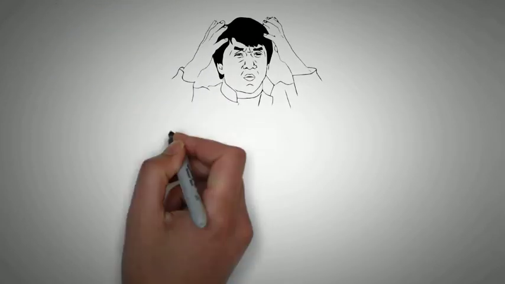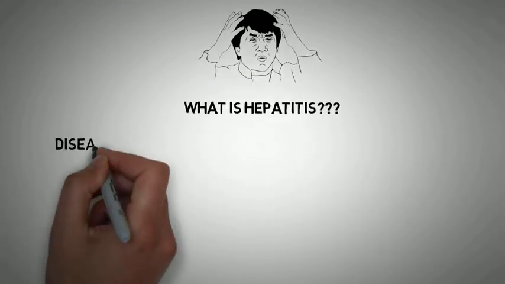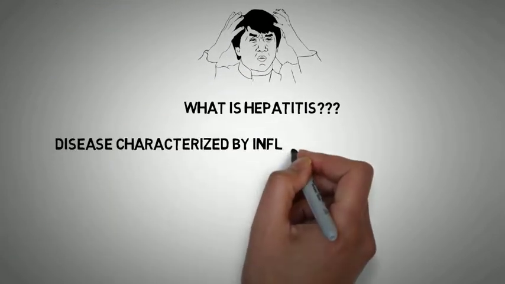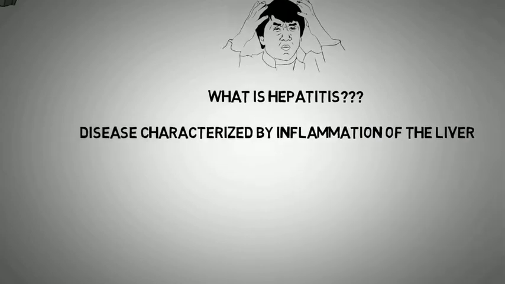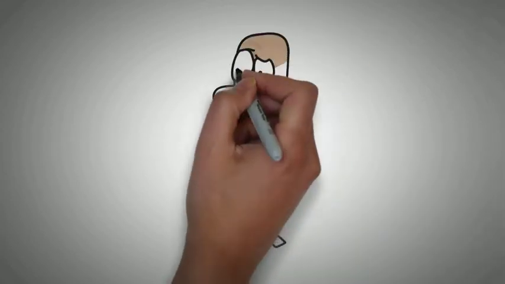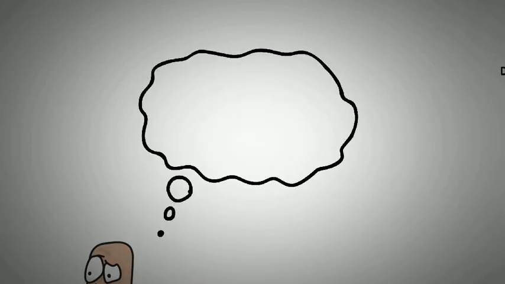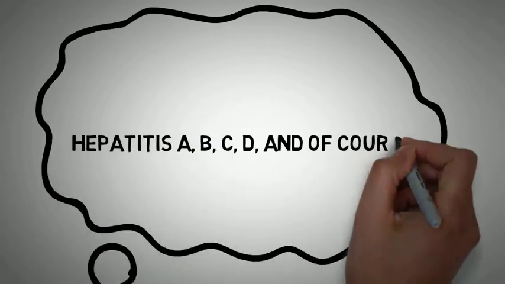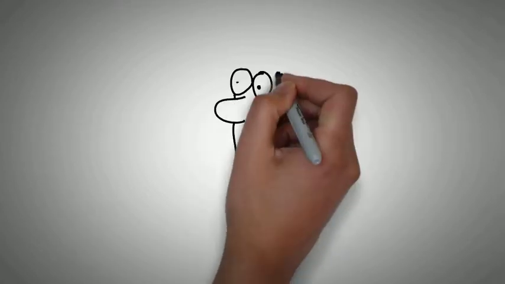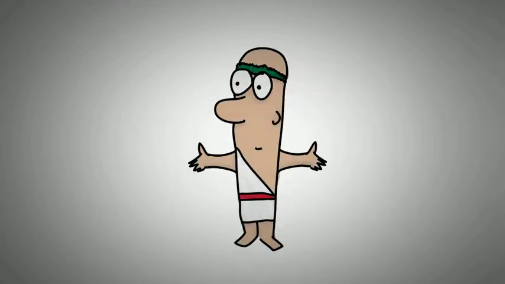So what exactly is hepatitis? Well, the most common definition is a disease characterized by inflammation of the liver. Seems vague, doesn't it? Well, the exact type of disease that causes the inflammation is the very reason we have an awesome alphabet. But before I dive further into that, let me give you some history on how hepatitis was first discovered.